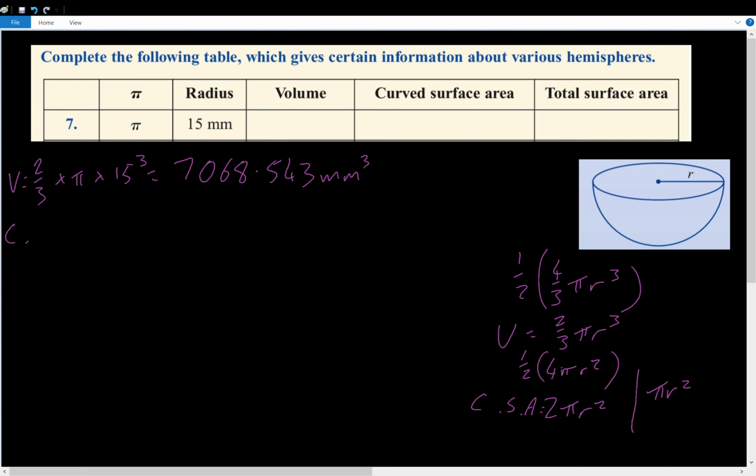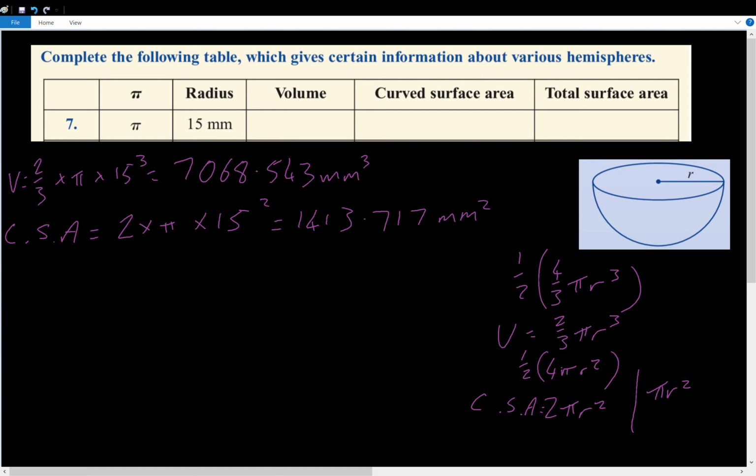Our curved surface area is going to be equal to 2 pi r squared. So it's going to be 2 times pi times the radius squared, like that, which is going to be equal to, when we put this into our calculator, 1413.717, and that is going to be millimeters squared.